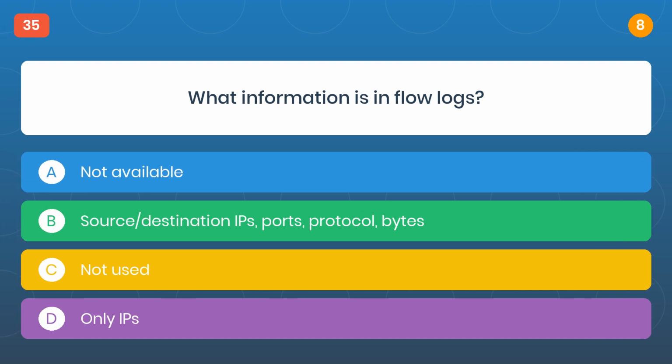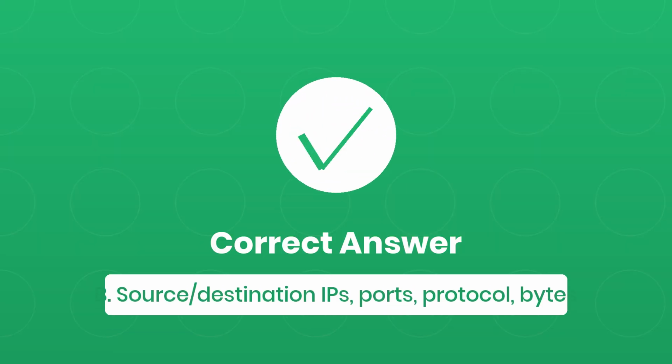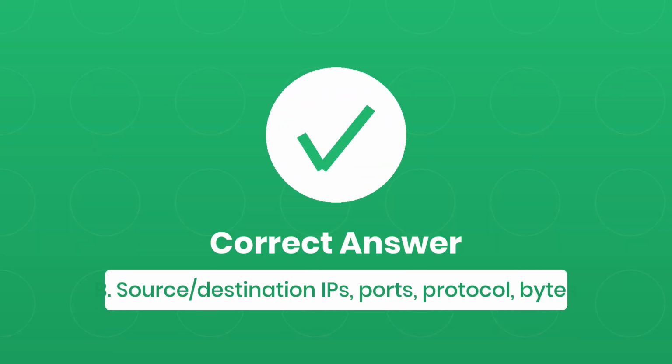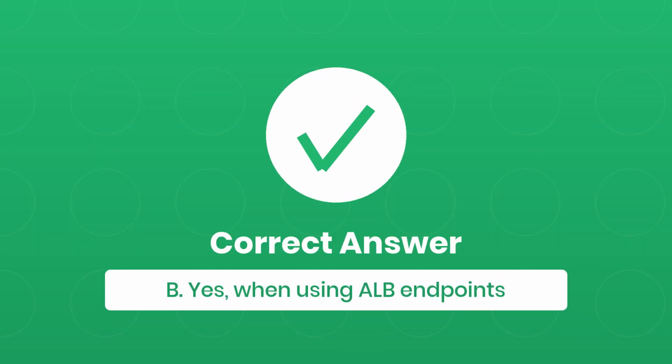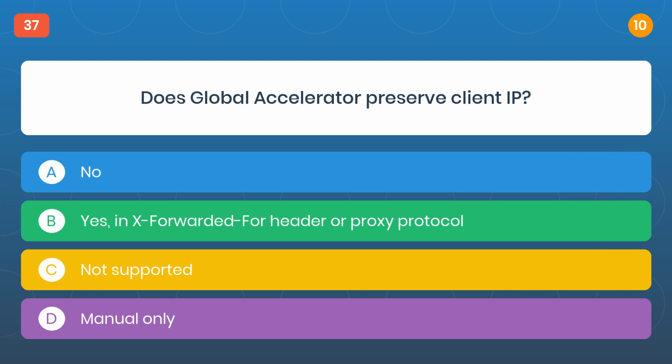Question 35. What information is in flow logs? The correct answer is B, source/destination IPs, ports, protocol, bytes. Question 36. Can you use AWS WAF with Global Accelerator? The correct answer is B, yes, when using ALB endpoints.